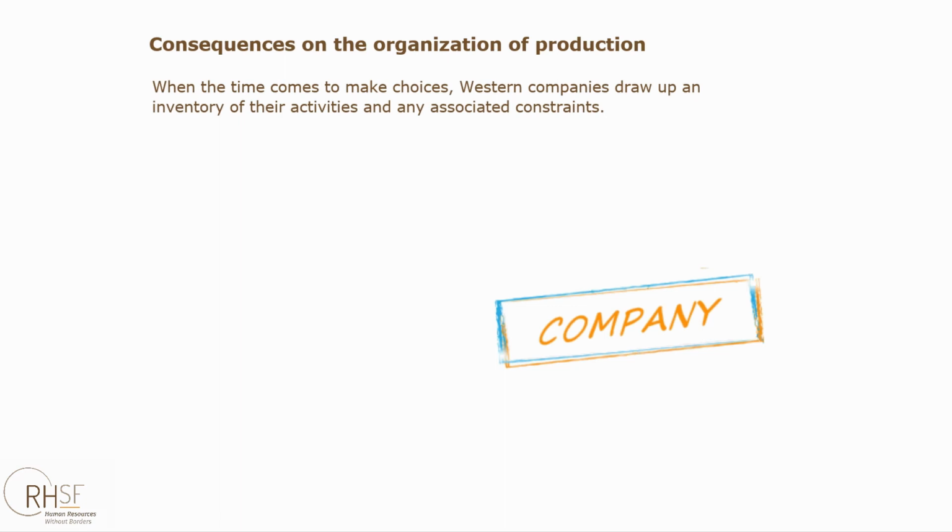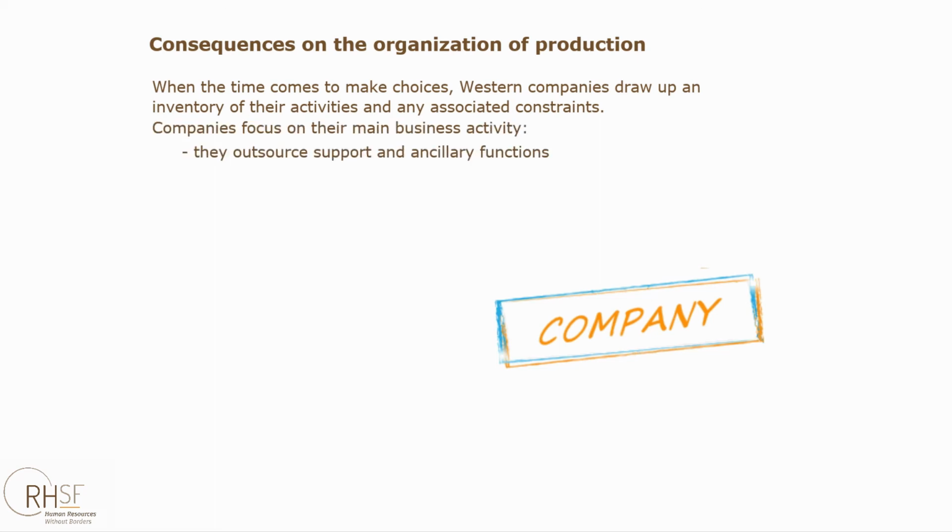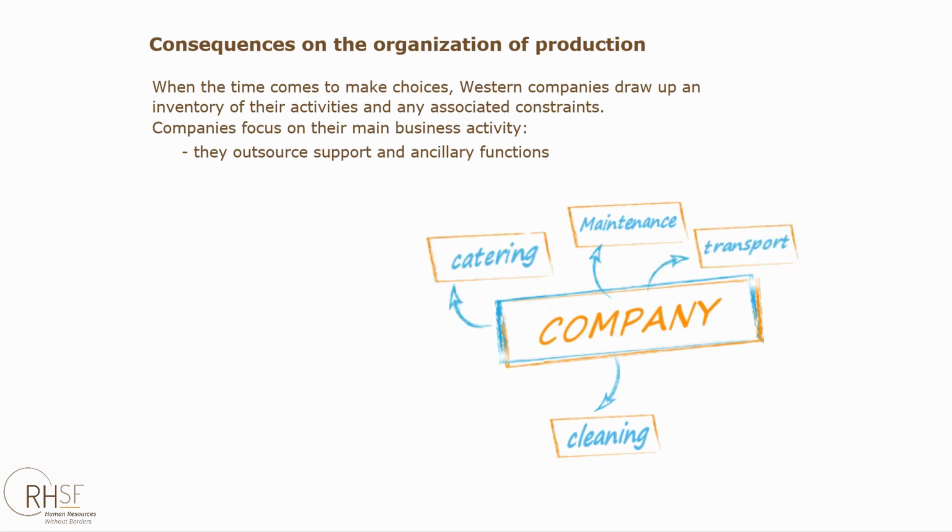When the time comes to make choices, Western companies draw up an inventory of their activities and any associated constraints. This generally leads to the following conclusion, with some variations depending on the nature of the jobs and local conditions. Companies focus on their main business activity and outsource support and ancillary functions such as cleaning, maintenance of premises and some equipment, staff catering, transport, and sometimes IT, payroll, and purchasing. Many of these jobs are subcontracted to local businesses because they cannot be relocated. Companies demand the lowest prices from them.